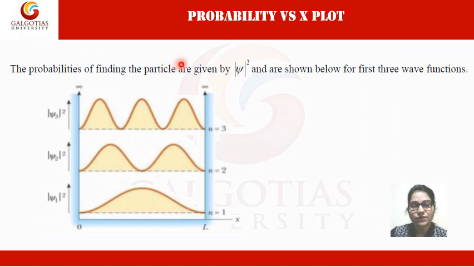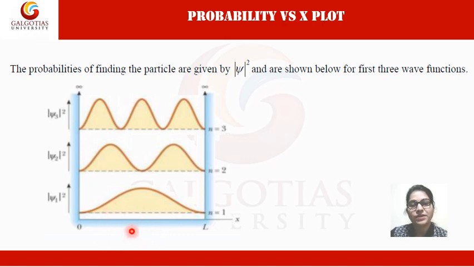Now if you want to plot probability versus x, what is the probability? Mod psi squared. We have our wave function, so just take mod psi squared, which means psi times the complex conjugate of psi. After doing that, we get this kind of plot. From this we can find the probability of finding the particle. Taking the ground state case, the maximum probability of finding the particle is in the mid portion, that means L by 2.